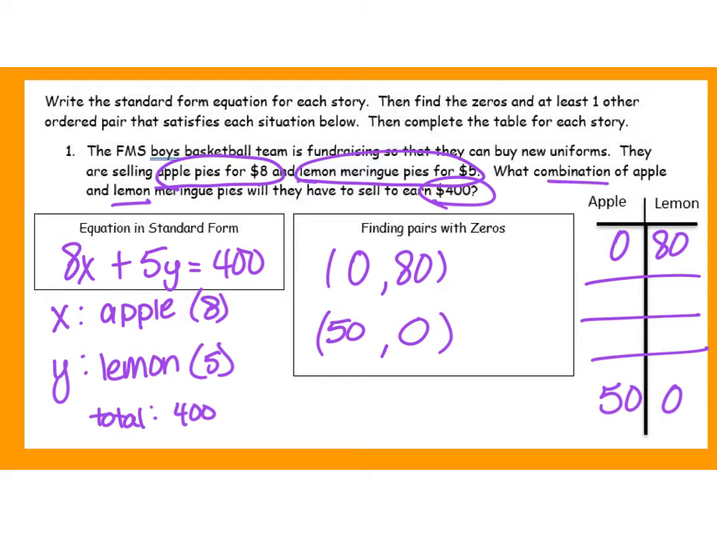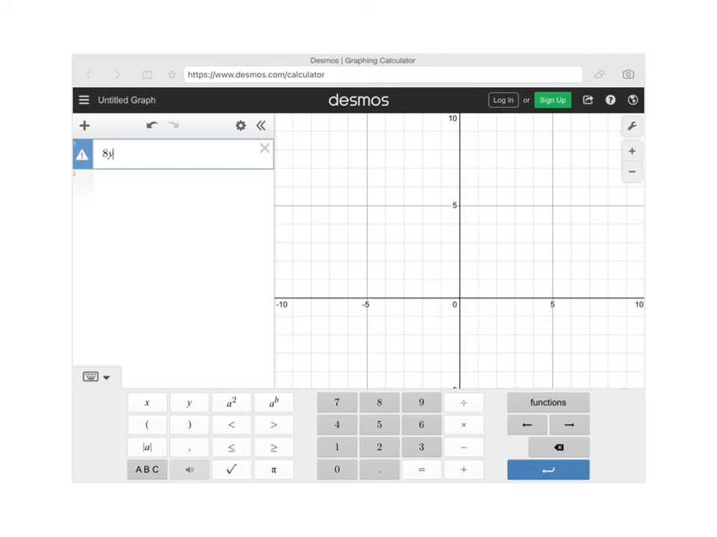These are what we call the x and y intercepts. So when we go to our equation and substitute 50 and 0, it would work as well. So that can also be thrown in here. All right, so we would have 8x plus 5y equals 400.